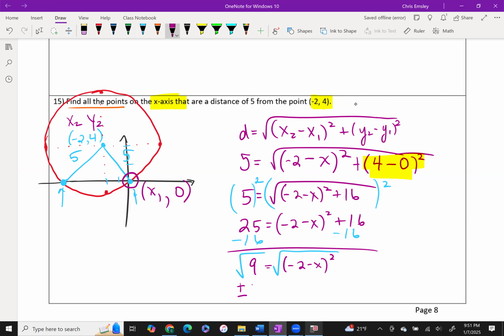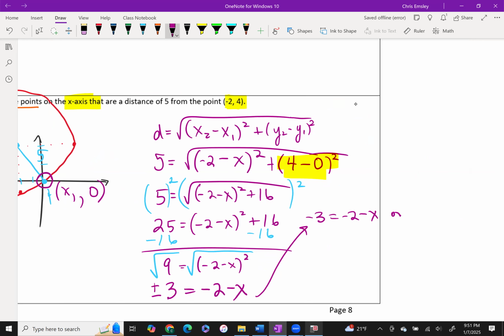Square root of 9 is 3. And over here on the right-hand side, the radical and the exponent cancel each other out. So I'm left with this. So I now have two equations. -3 equals -2 minus x. Or +3, because remember it was plus or minus, equals -2 minus x.